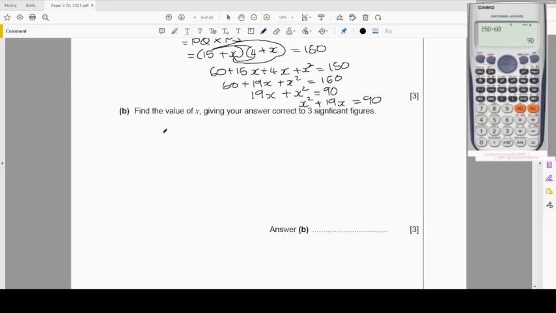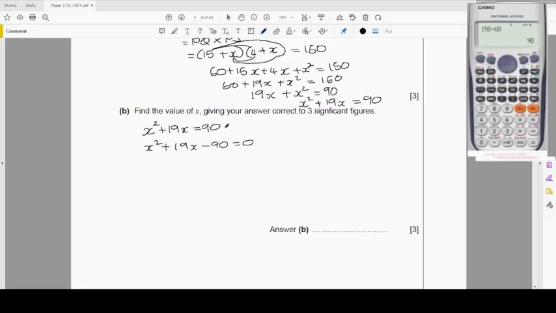So we have this equation here that x squared plus 19x is equal to 90. This is a quadratic equation, so you want to rewrite it with everything on one side and 0 on the other side. So when this 90 goes to the other side, it becomes negative, or you can say subtract 90 on both sides.